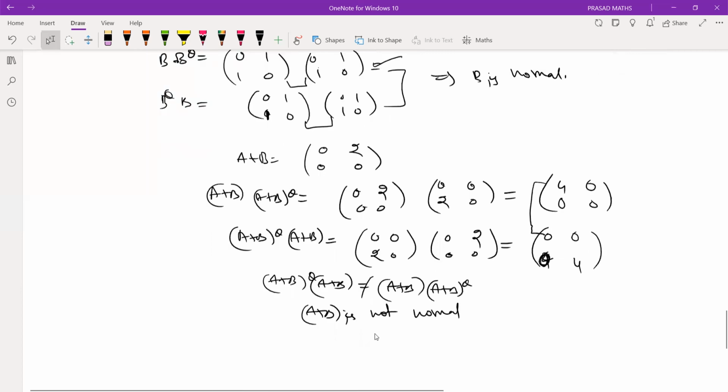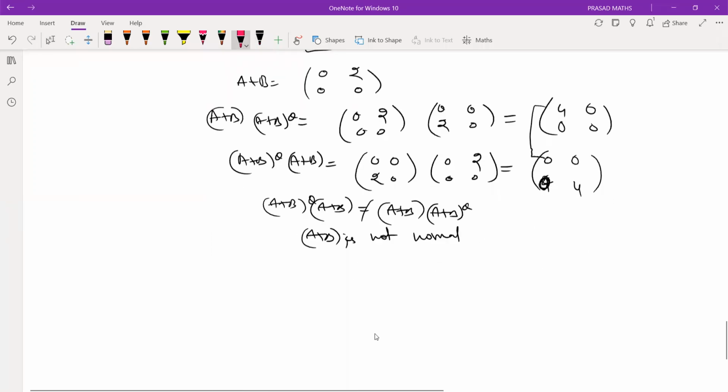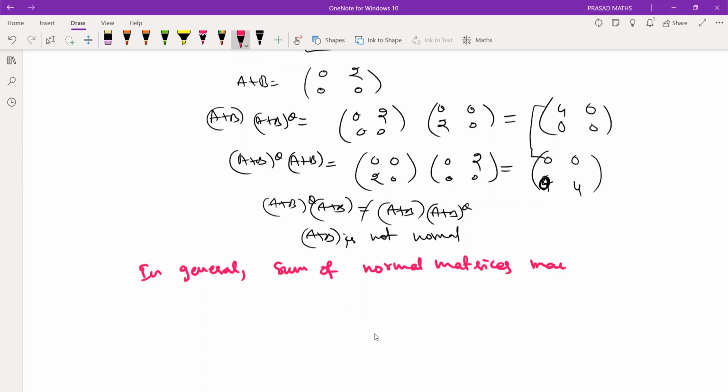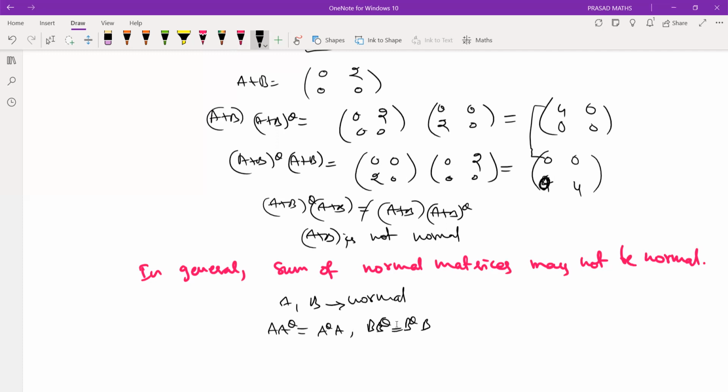So in general, the sum of normal matrices may not be normal. So what is the problem? You look at the problem. Suppose A and B are normal. That means A into A theta is equal to A theta into A, and B into B theta is equal to B theta into B. Look at the sum.